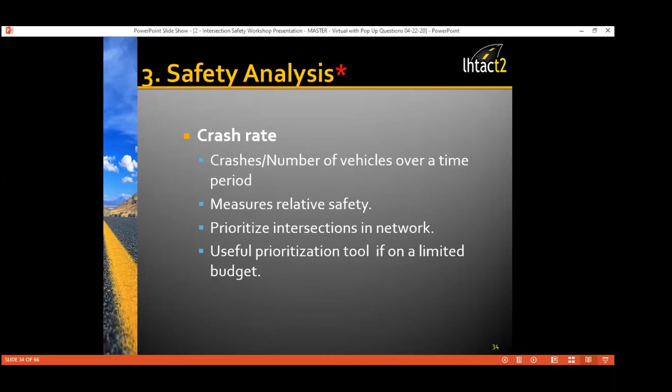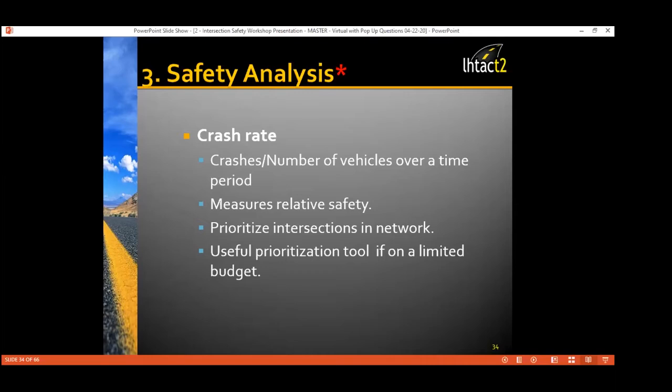And it can measure the relative safety at a particular intersection. And really, you can think about it along the lines of it's the ratio of the crash frequency, which is the crashes per year or crashes over a period of time, to vehicle exposure. So now we're introducing the number of vehicles, the volume in that intersection.